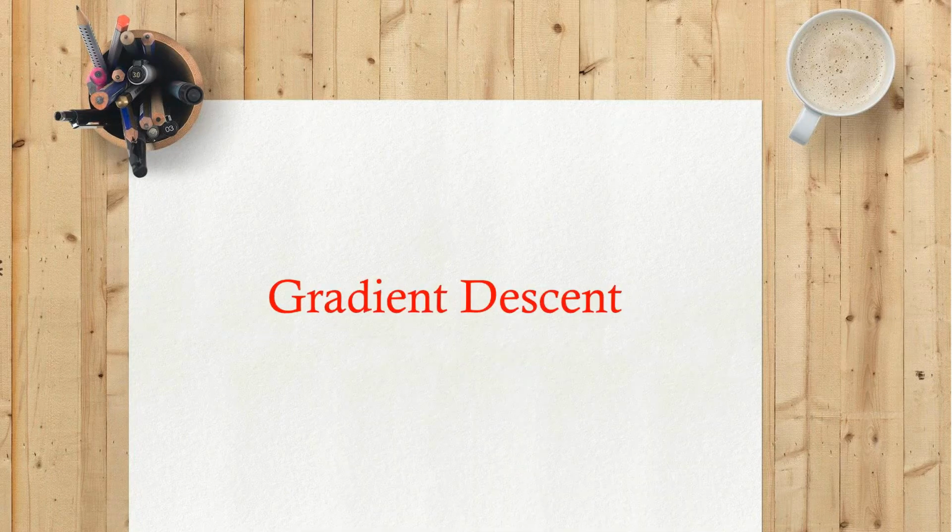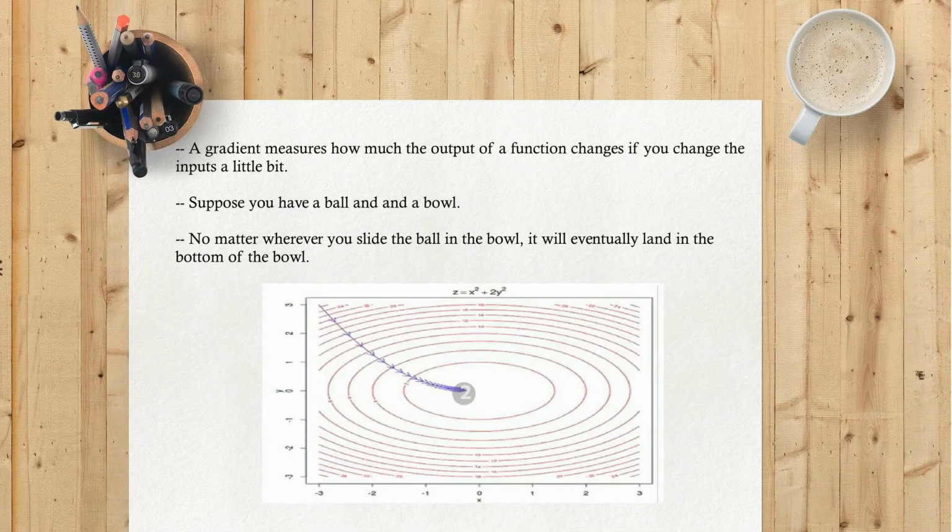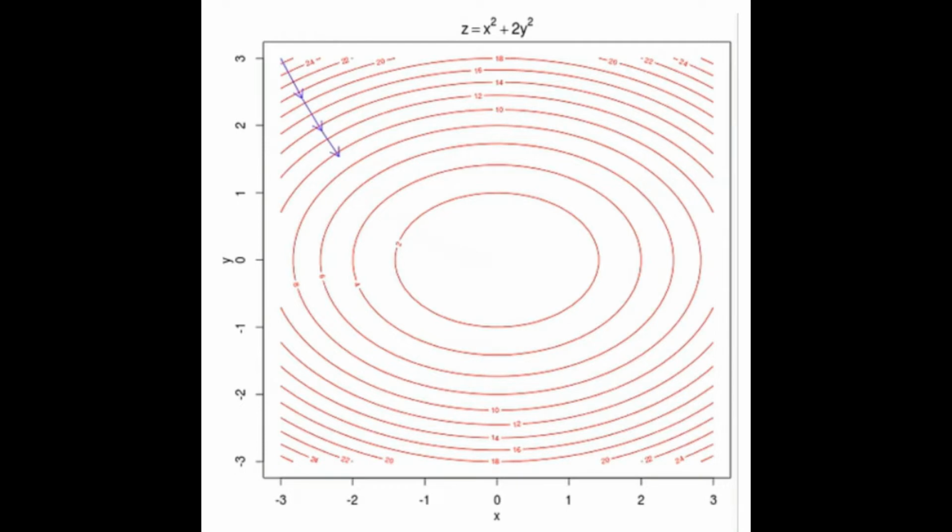Gradient descent. A gradient measures how much the output of a function changes if you change the inputs a little bit. Suppose you have a ball in a bowl. No matter where you slide the ball in the bowl, it will eventually land at the bottom of the bowl. As you see, this ball follows a path that ends at the bottom of the bowl. We can also say that the ball is descending to the bottom of the bowl.